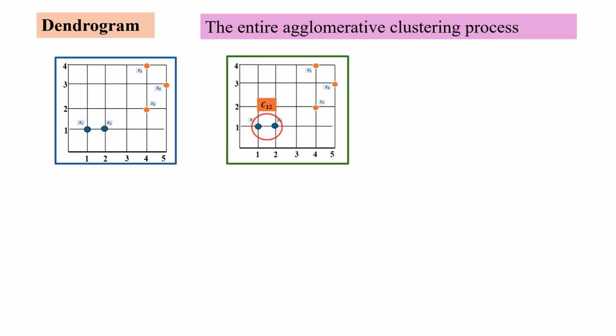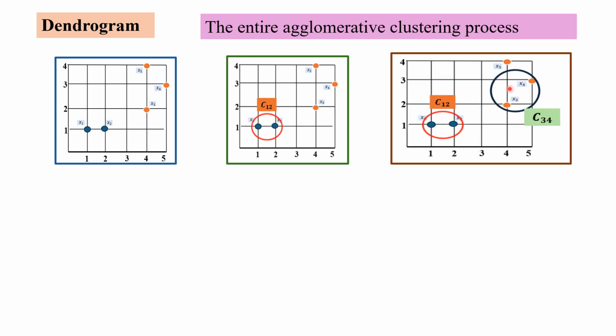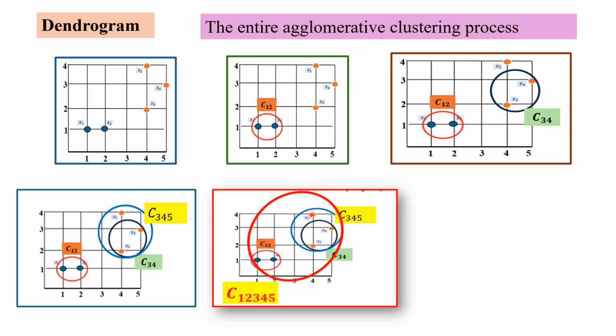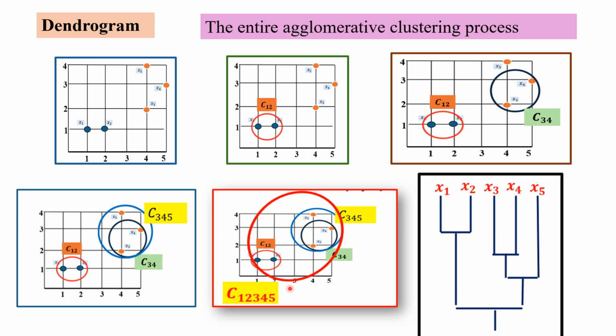The entire agglomerative clustering process, we can see here: 5 points, then 5 clusters. Now 4 clusters, 2 in 1 cluster while 3 are individual. Now we have 3 clusters, C12, C34 and X5. Here we have 2 clusters, C12 and C345. Then we have a single cluster and the corresponding dendrogram.